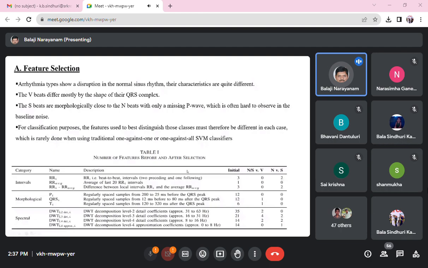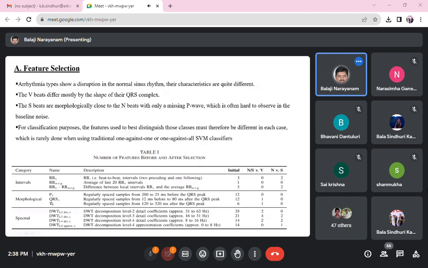The S beats are morphologically close to the N beats with only a missing P wave, which is often hard to observe in the baseline noise. For classification purposes, the features used to distinguish the classes must therefore be different in each case, which is rarely done using the traditional one-against-one SVM classifier. So you have different intervals. You may say RR, that is the beat to beat interval, RR average, that is the average of the last 20 RR intervals, the difference between local intervals, and there is PQRS.